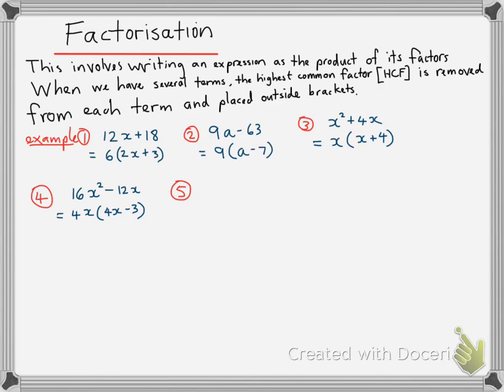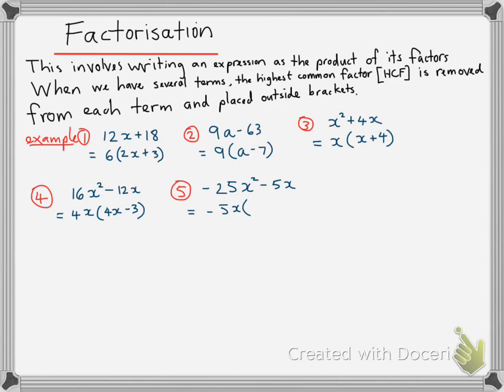So that's finished. Let's look at number 5. This time the first term is negative. When that's the case, we take out a negative common factor, because that's common to both terms. So we take out a negative. We then look at the numbers, 25 and 5. The highest common factor is 5. We then look at the letters, x squared and x. The highest common factor is x, and now we work out what should go inside the brackets.